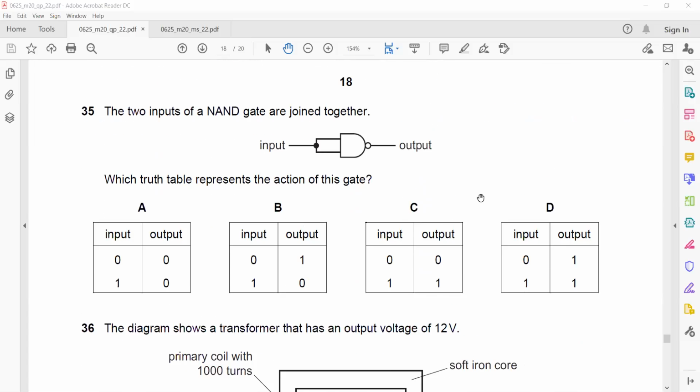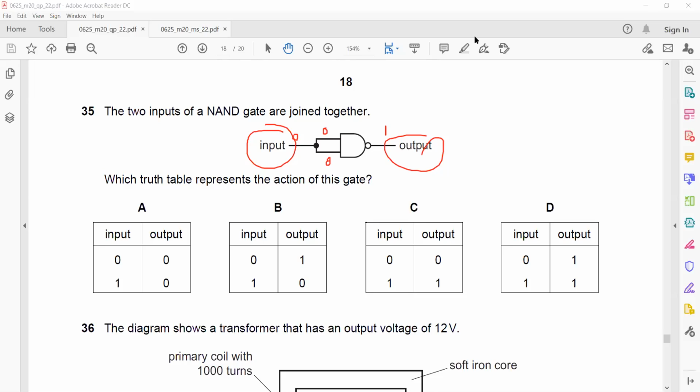Question 35. Two inputs of a NAND gate are joined together. Which truth table represents the action of this gate? NAND gate means the output of AND is inverted. So if we join the two inputs, for example, if this is 0, this will be 0 and this is also 0. So 0, 0 for an AND gate gives 0. When it passes through the inverter, it will make 1. So if input is 0, the output will be 1.